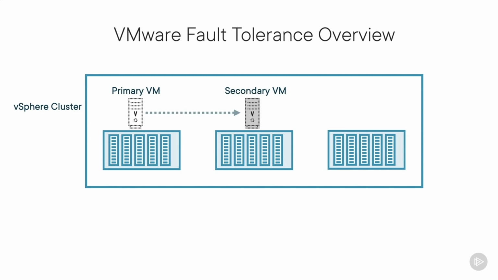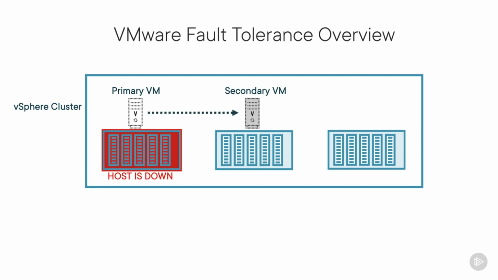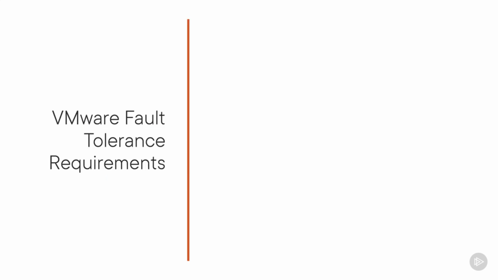VMware fault tolerance will perform real-time synchronization of the memory between the primary and secondary virtual machine. So everything that happens on the primary also happens on the secondary VM. In the event that the primary host fails, and of course the primary virtual machine fails along with it, the secondary virtual machine will take over as the new primary VM.